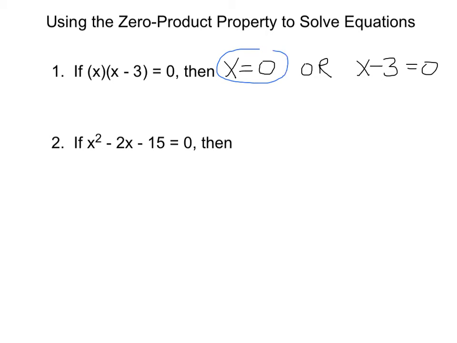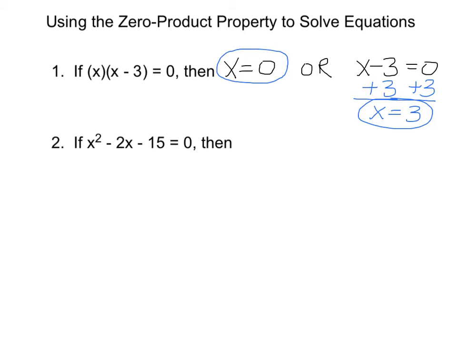And then just make sure you solve each one of these equations for x. There's nothing to solve here. It's already done. In this second one, I need to add 3 to both sides. And so I get x equals positive 3. Now let's take a look at the second example.